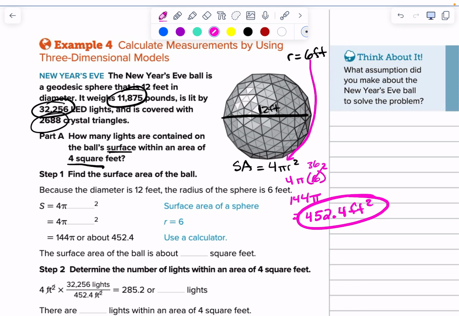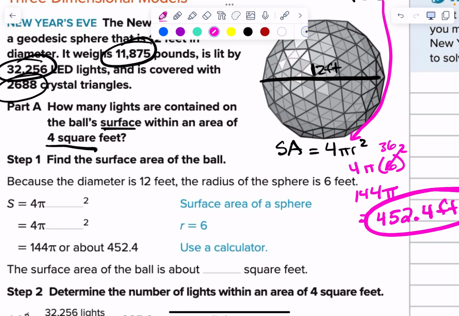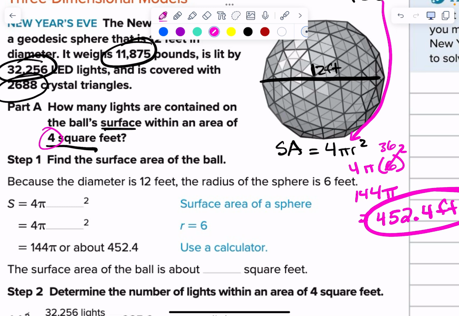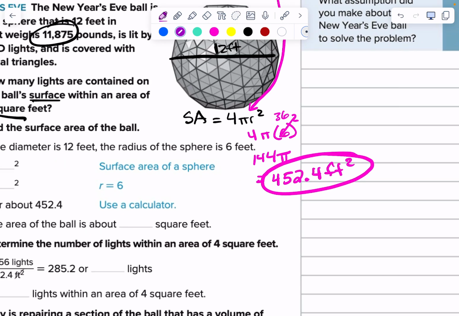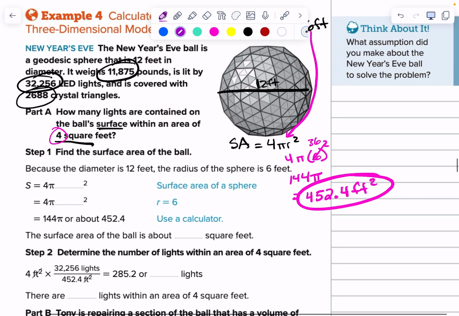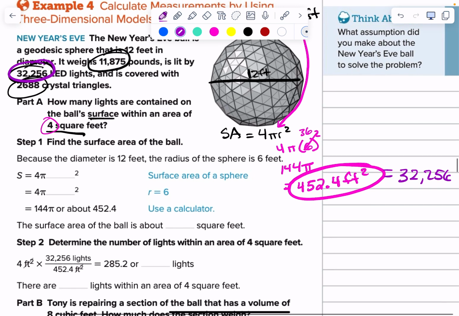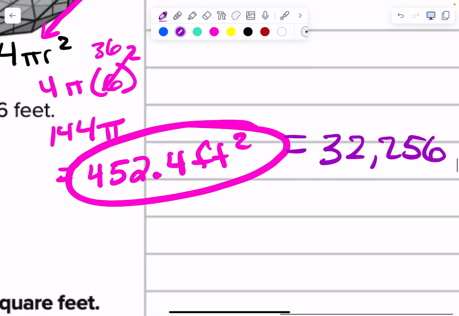All right, now, that's not answering the question, though. It says how many lights are contained on the ball's surface area with 4 square feet. I have 452 square feet. How many LED lights? So this is equivalent to 32,256 LED lights, right? There are 32,256 LED lights on this much surface area.